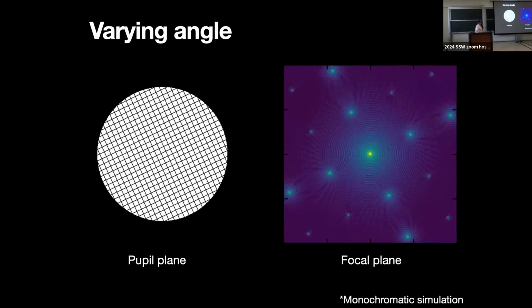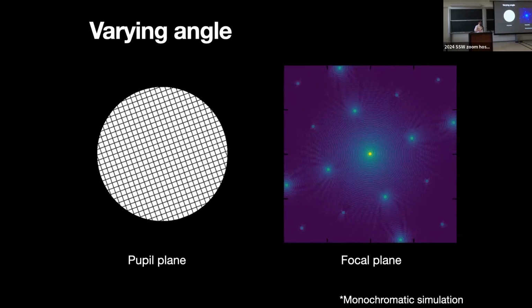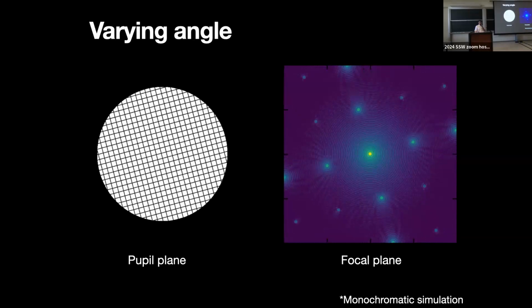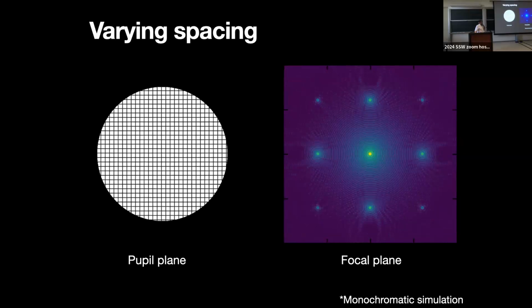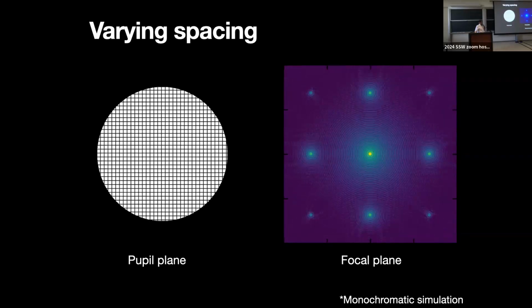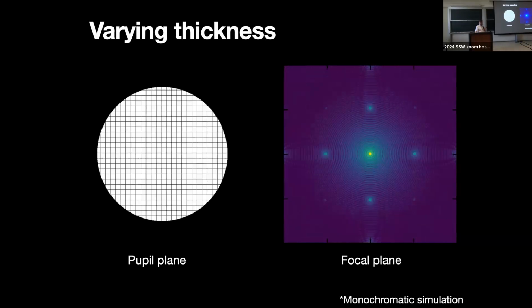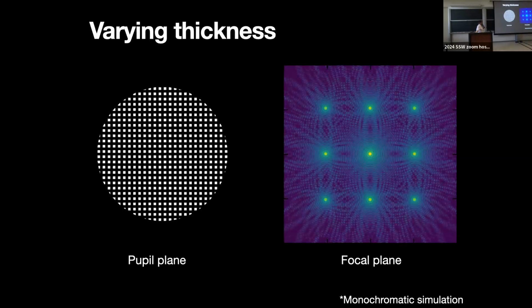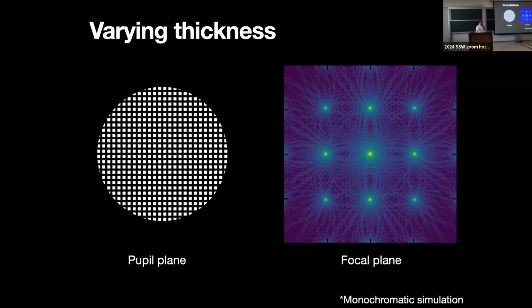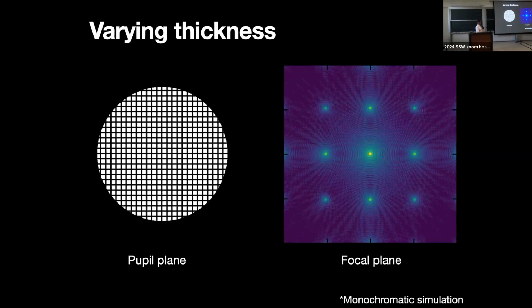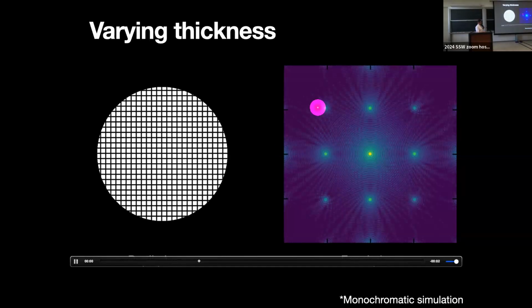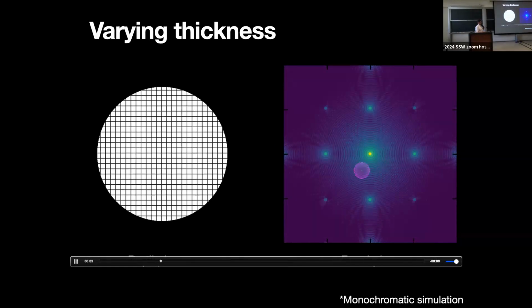If we rotate the angle of the mask in the pupil plane, it rotates the position of the spots in the focal plane. If we adjust the spacing between the wires in our grid, it moves the spots in and out. And if we adjust the thickness of the wires, we can control the brightness of the spots. So you see here, as I make the wires thicker, the satellite spots around the central star get much brighter.